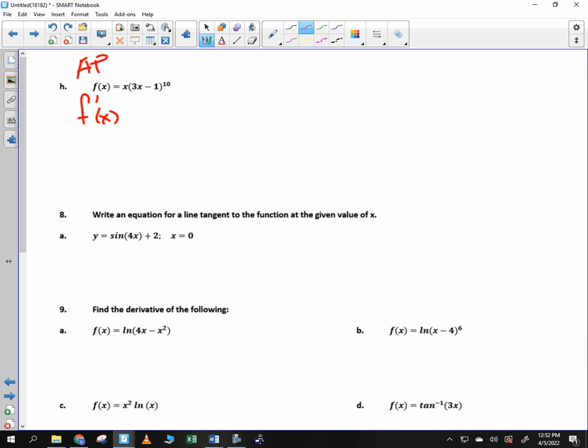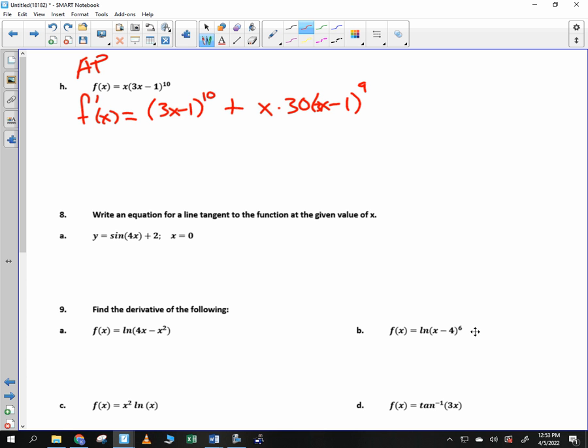F prime of x, focus. This is the question you're going to get, not the others. What's the derivative of x times? Good. Easy so far? Plus x times, anybody see what it is without doing the boxes? 30 times 30. Are we doing product and chain here? Yeah.